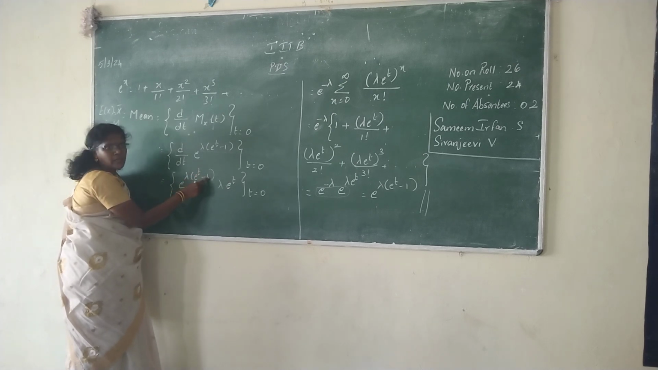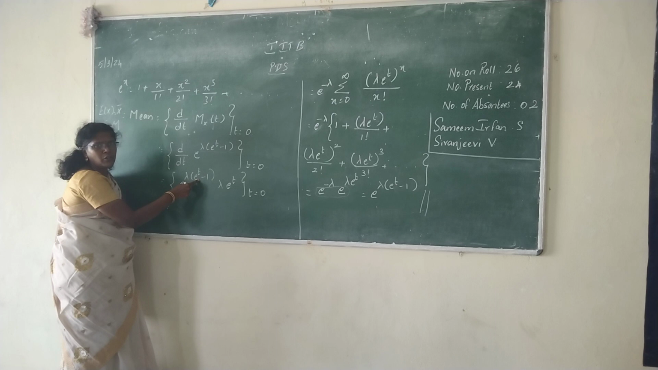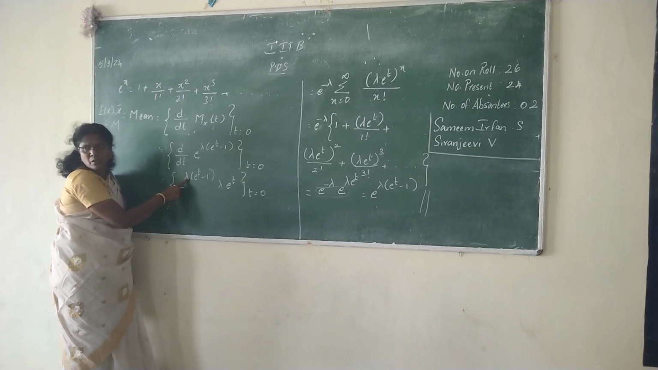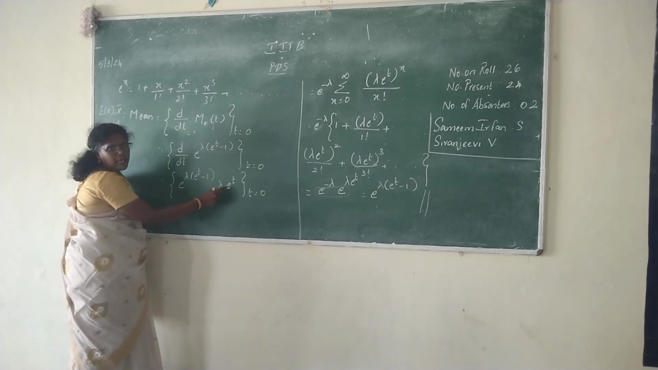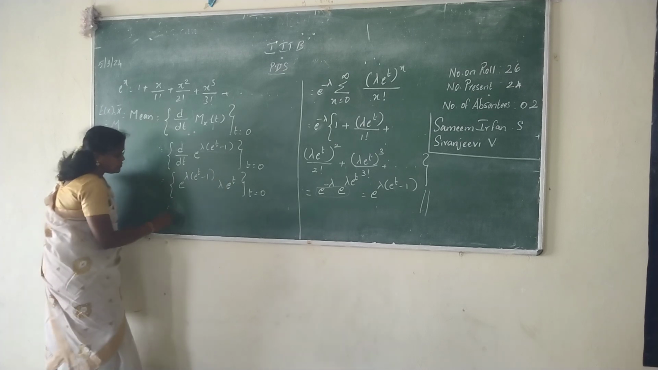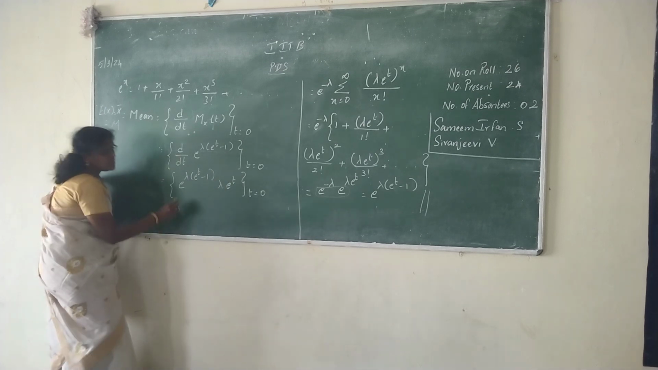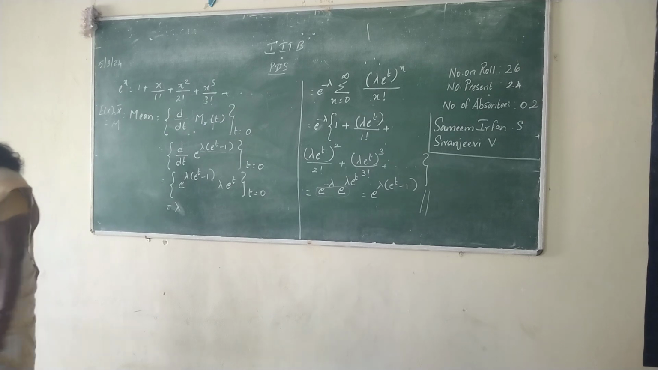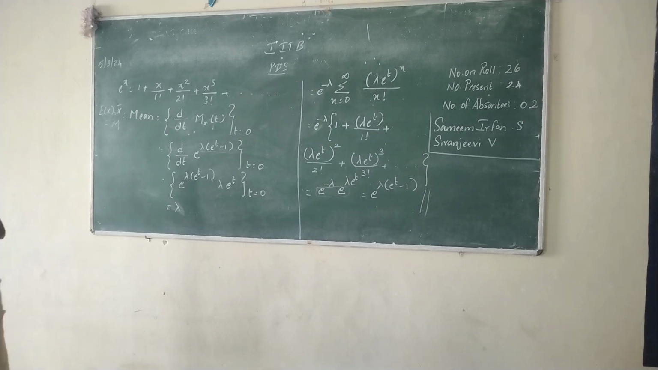What is 1 minus 1? 0. Lambda into 0? 0. E power 0? 1. Lambda into, again, e power 0? 1. So what will be your final answer? Lambda. So what is the mean of the Poisson distribution? Lambda. Okay.